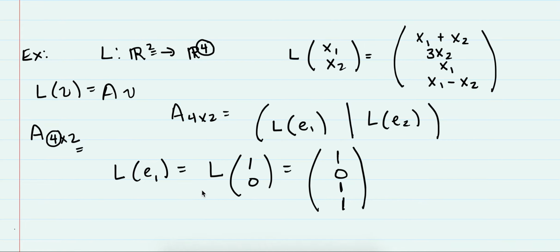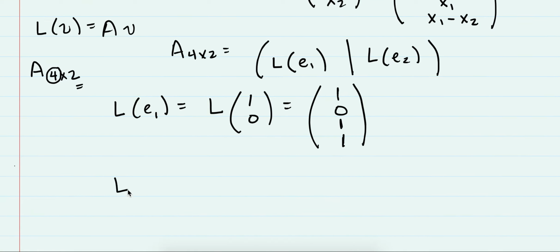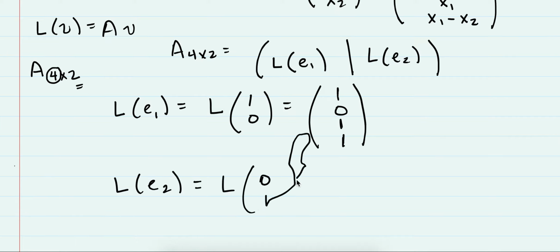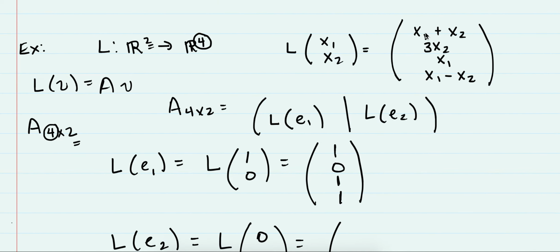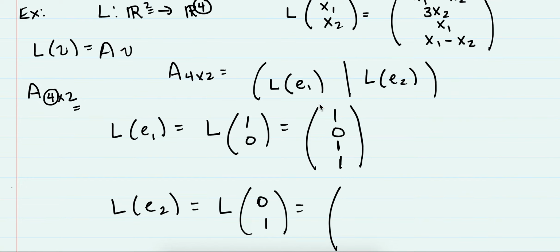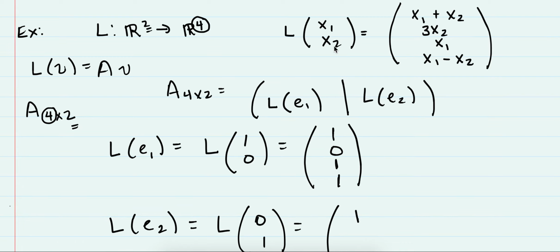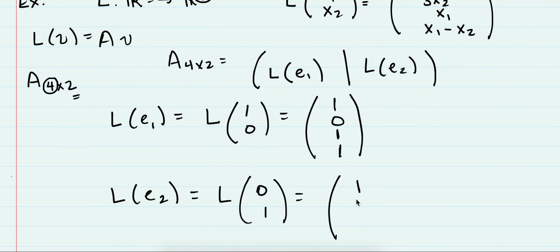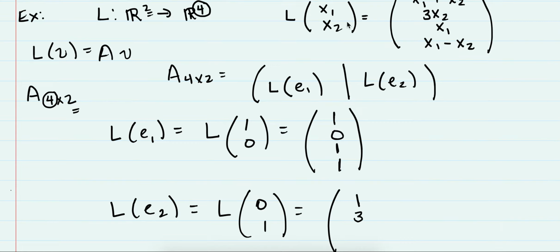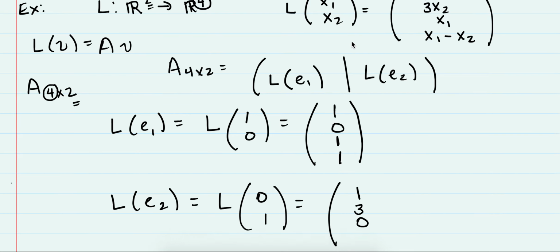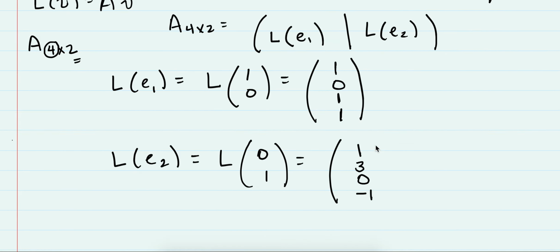What is L of E2? Let's apply the linear transformation. So this number plus this one, so 0 plus 1 is 1. Then 3 times x2, so that's 3 times 1 or 3. Then we keep x1, which is 0, and then we take x1 and subtract x2. So that's a negative 1.